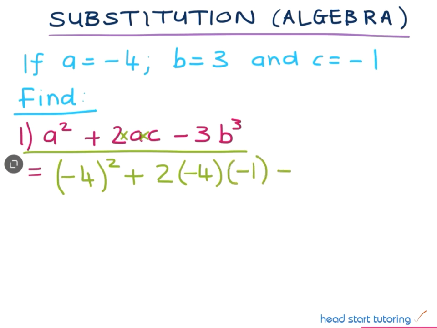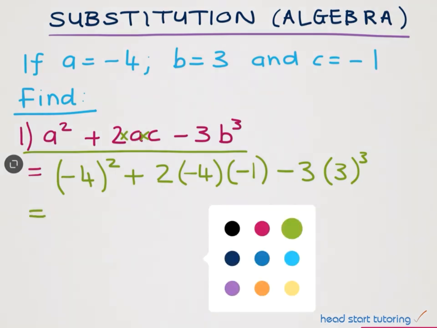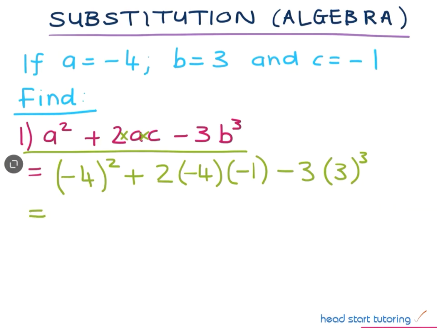And we are then minusing 3b. So in our brackets, we put the value of b, which is 3, and we cube that value. Right, now we need to work very carefully. So we've now substituted all our values in. We are now just simply working with integers. So we need to remember all our rules when we are working with integers.